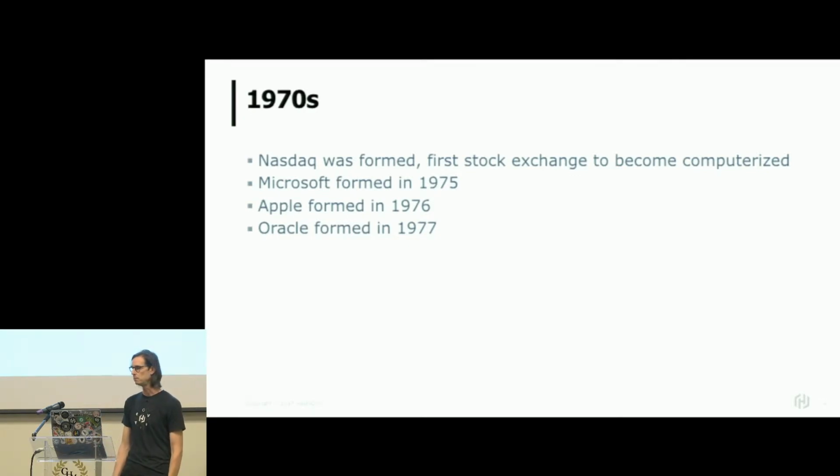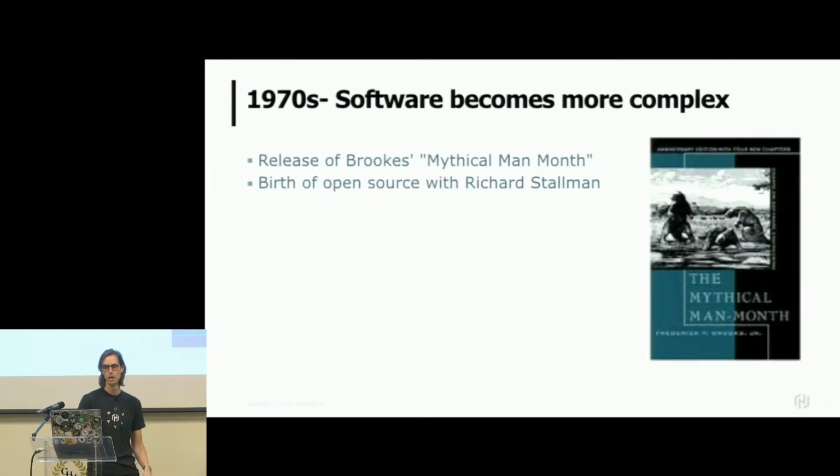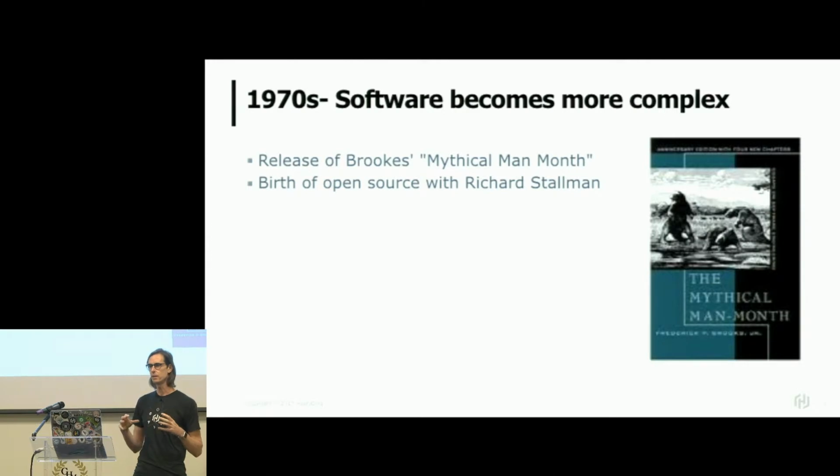And of course, Apple. We can't talk about the 1970s unless we talk about Apple. And 1976 was when Apple, Steve Jobs and Woz, founded that company in the back of his parents' garage. So one of the fundamental things about the 1970s is that software starts to become more complicated. Because it starts to become more complicated, people start to look at it from a more academic perspective.